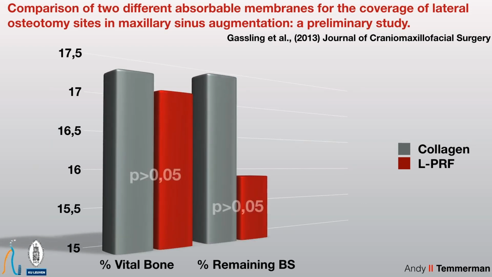Here you can see the percentage of vital bone between the collagen group in gray and the L-PRF group in red, and the remaining bone substitute. And there was actually not really a statistically significant difference. Please keep in mind that the y-axis is going from 17.5 to just 15%. So the differences between them are actually very small.